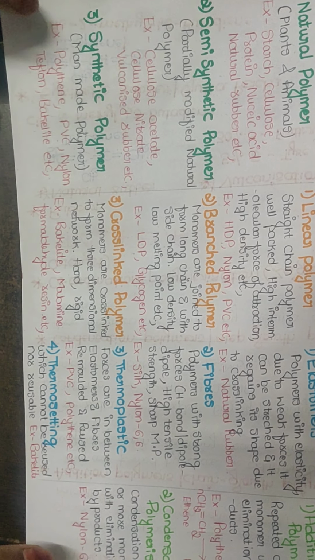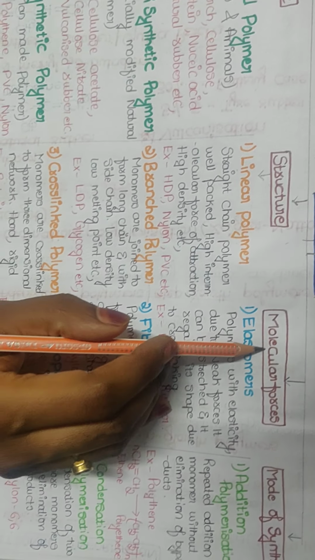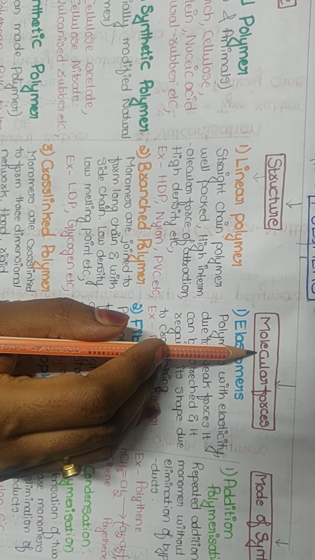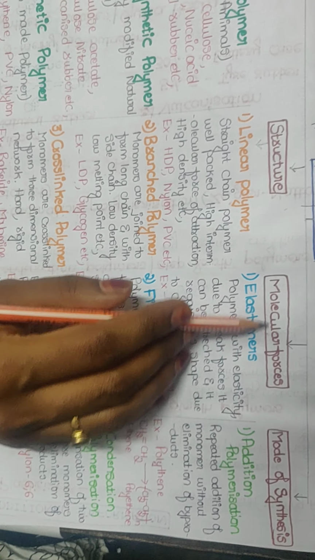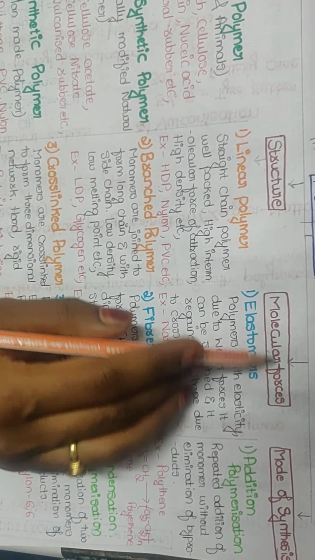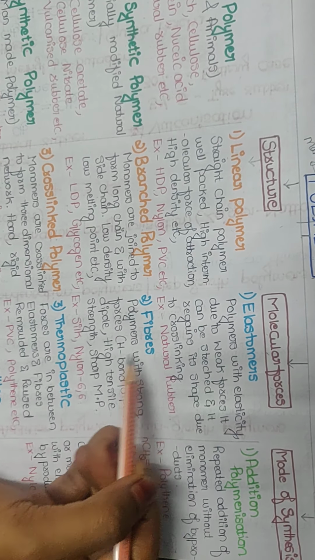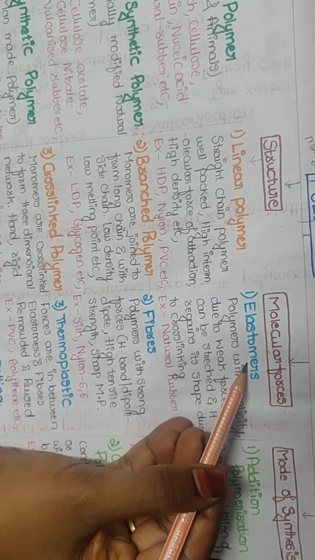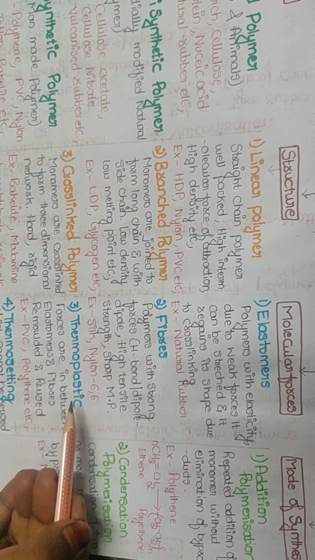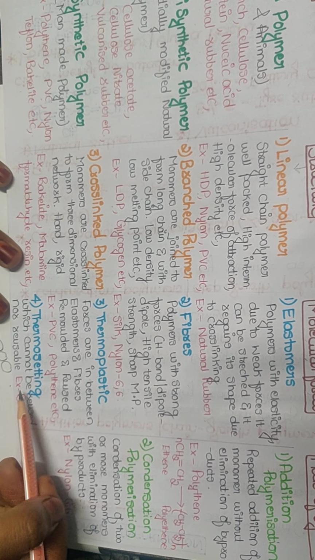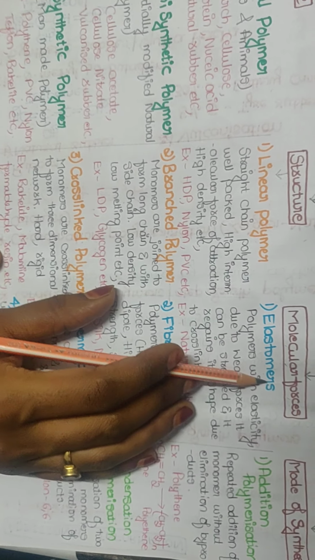Okay, so we'll move on to the next classification, which is based on intermolecular force of attraction, or to be more simple, we can also call it molecular forces. Based on molecular forces, we are classifying polymers into four categories. The first one is called elastomers, the second one is fibers, the third one is thermoplastic, and the fourth one is thermosetting plastic. So let us begin with elastomers.